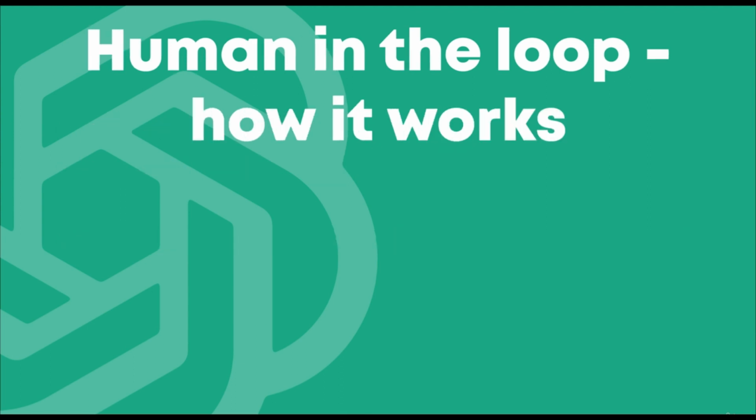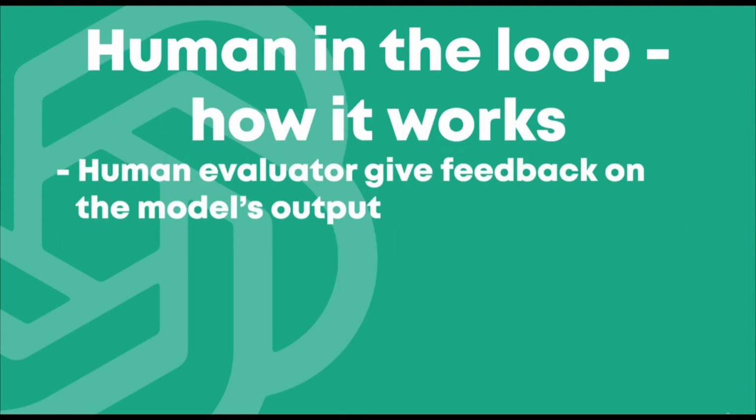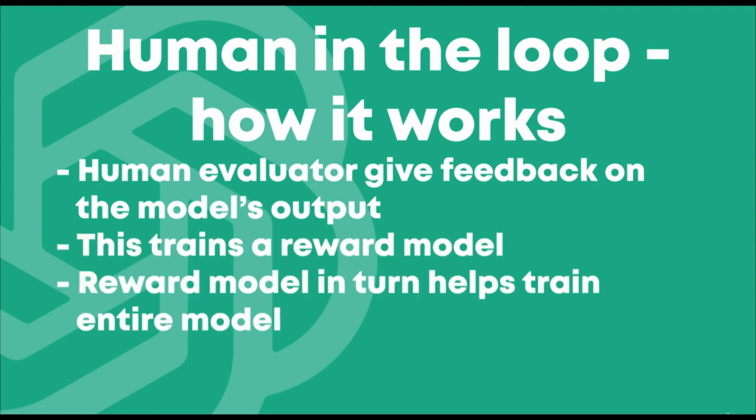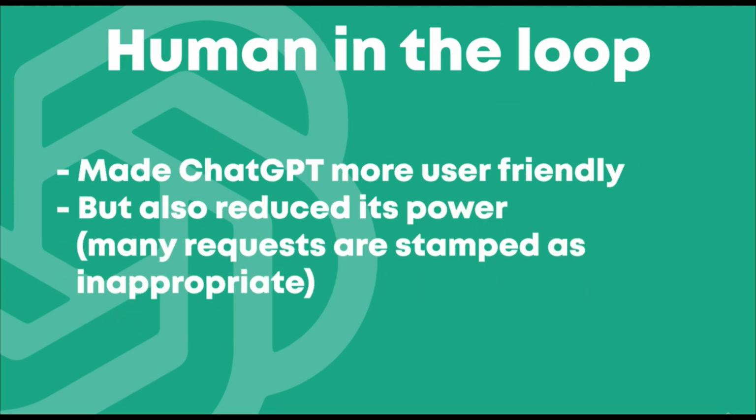How this works in practice is that human evaluators will look at the chatbot's outputs and give a ranking on how helpful the output is, how truthful, and finally how harmless it is. This ranking has the purpose of training a reward model, which in turn helps in training the entire model on which outputs are desired and which are not. Especially the evaluation of the harm of the outputs really lowered the ability of ChatGPT, as many requests can be stamped as inappropriate or harmful and will thus not be answered.